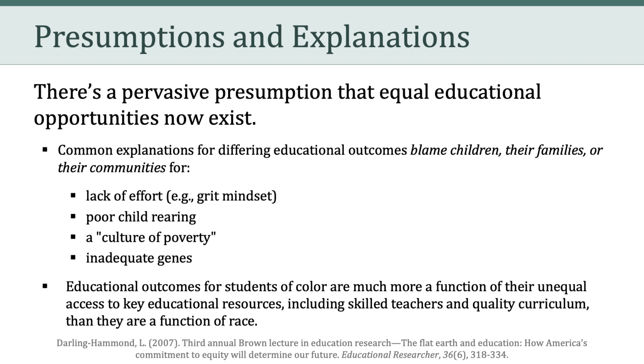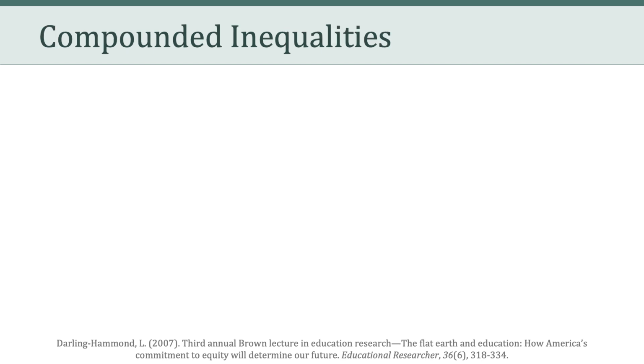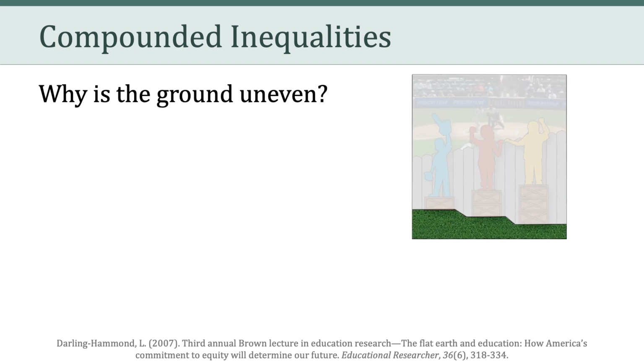However, Darling-Hammond counters, saying that educational outcomes for students of color are much more a function of their unequal access to key educational resources, including skilled teachers and quality curriculum. She also raises a very important point, this idea of compounding inequalities. And if we connect this to our illustrated metaphor, we can ask ourselves, why is the ground so uneven? And Darling-Hammond explains this through the concept of compounding inequalities.